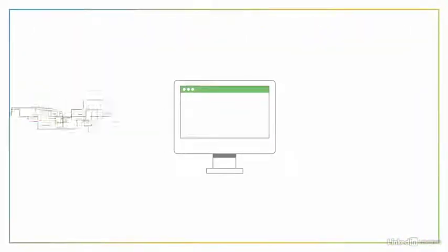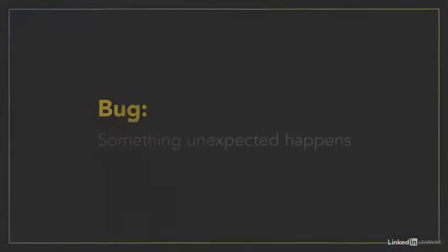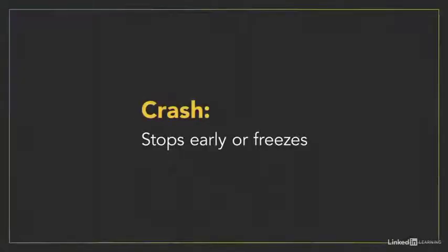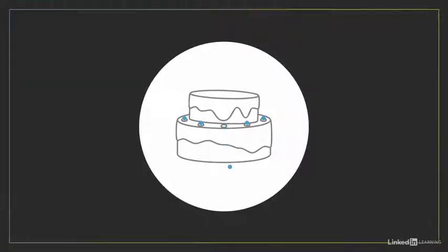When we give them bad instructions, we might introduce bugs or even make the computer crash. In programming, a bug is when something unexpected happens, whereas a crash is when your program stops early or freezes. Just like if you use the wrong ingredients in your cake. Instead of a fluffy, moist cake, you could have a flat, runny disaster.